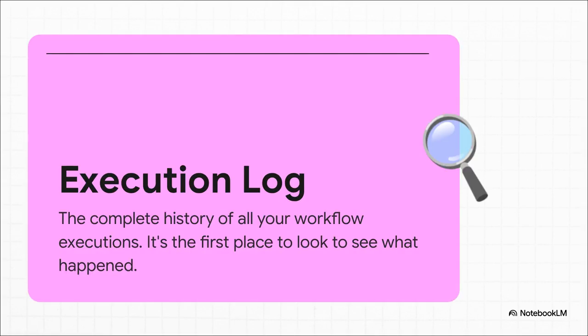Okay, so how do you even begin to investigate these mysterious failures? Well, your first stop, your ground zero, is the execution log. I want you to think of this as the black box recorder for your automations. It's the complete, unfiltered history of every single time your workflow ran. It's where you go to find out what really happened.